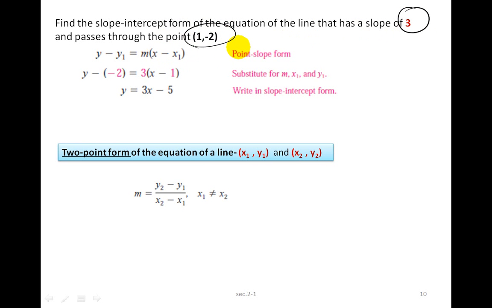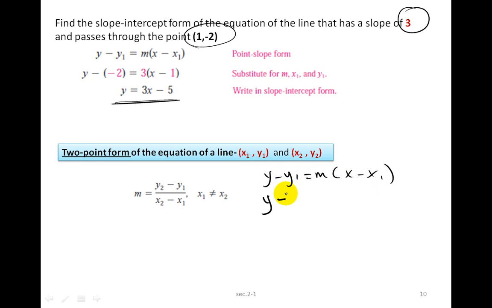Before this, I gave you 2 points and I told you to find the slope. Now I'm giving you a slope and a point and I'm asking you to find this linear formula. So the formula is y minus y1 equals m into x minus x1. Am I right? So always y and x are just variables. Put them as they are. But what is y1? This one, call it x and y.